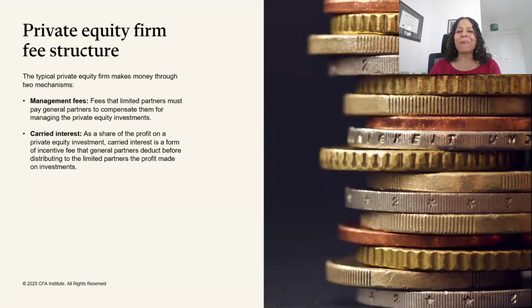It sounds very esoteric, but it is nothing but a performance fee paid to general partners of private equity funds. Even hedge funds have this structure based on the returns of the fund. It's a share of the profit on private equity investment. It's a form of incentive fee that general partners deduct before distributing to the limited partners the profit that they made on the investments. So key points to remember is management fees are typically set as a percentage of the amount of money the limited partners are committing. Additionally, limited partners must pay management fees even if an investment is underperforming, and they must continue paying the management fees even if an investment has failed. Carried interest is designed to ensure that general partners' interests are aligned with the interest of limited partners.